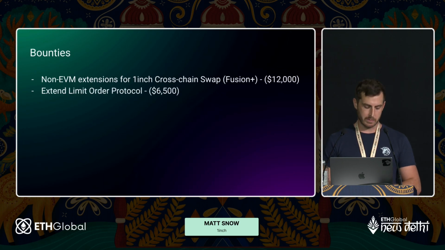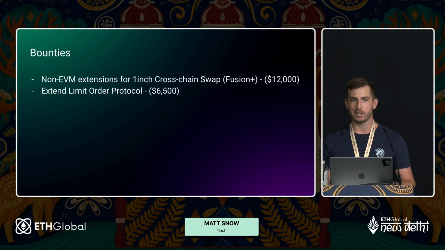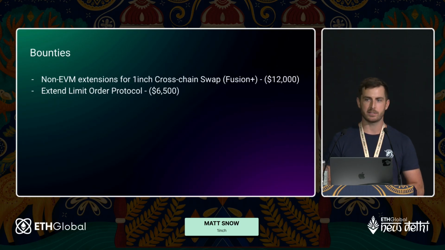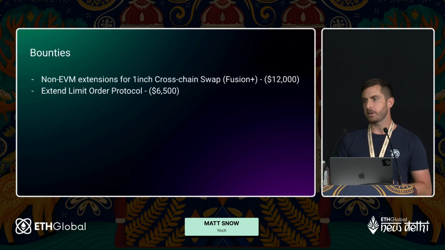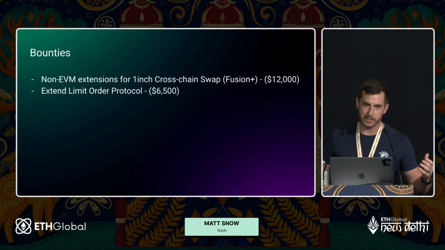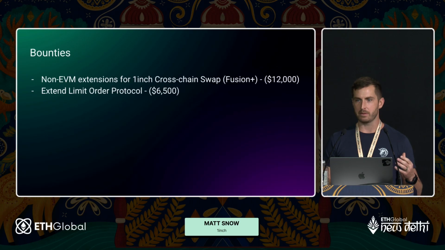The second one is extending our limit order protocol. And this is actually pretty cool. You can build some really neat trading strategies like take profits, stop losses, and trigger orders. We also have pre and post interactions. So you can build complex transactions like swapping USDC to Ethereum and then depositing that Ethereum into Aave as collateral. You can do some really cool, fun things like that.